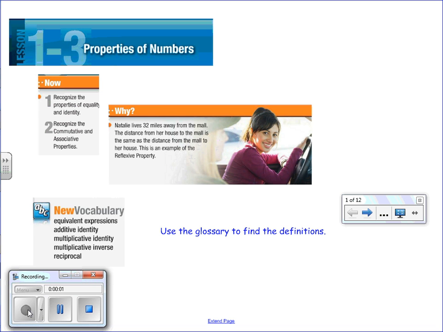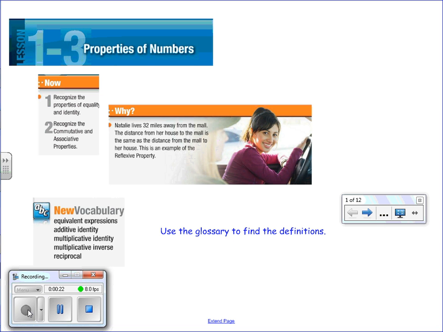1-3 is about properties of numbers. You're going to recognize the properties of equality and identity. We're also going to recognize the commutative and associative properties. We've talked about these a little bit on and off even this year, but we certainly did last year and the year before.